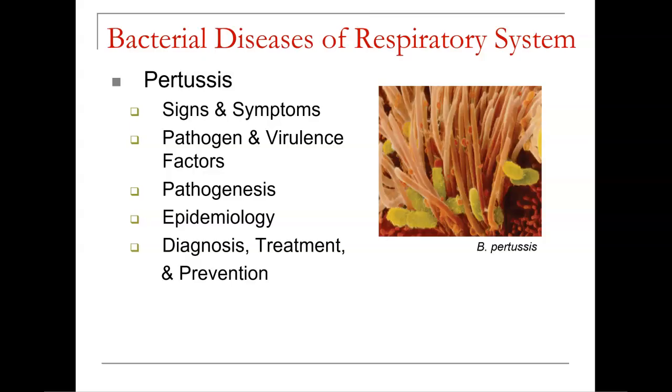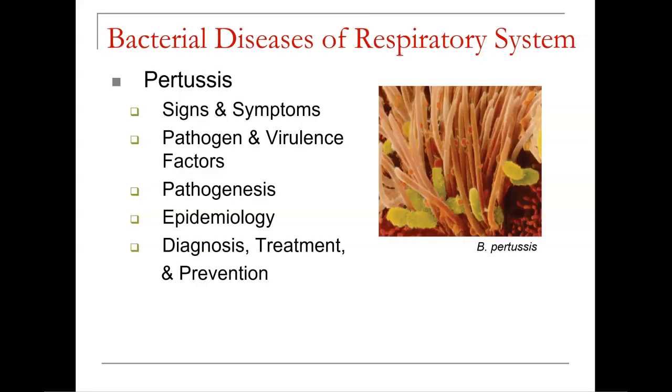Next we have pertussis. This is going to initially be a cold-like symptom with a runny nose, slight cough, and mild fever. Characteristic cough is then going to develop along with vomiting, diarrhea, and choking. The pathogen here is going to be the Bordetella pertussis bacteria. Virulence factor is that it has adhesins and several toxins.